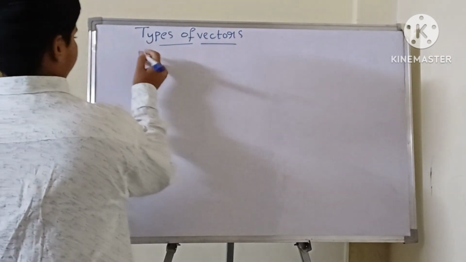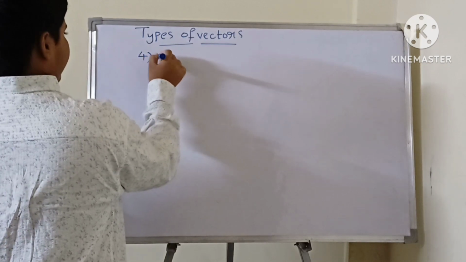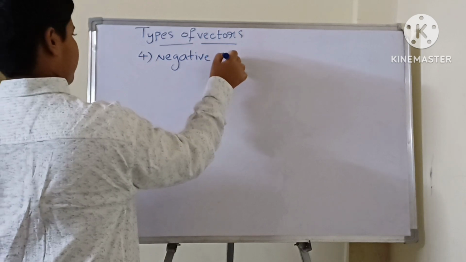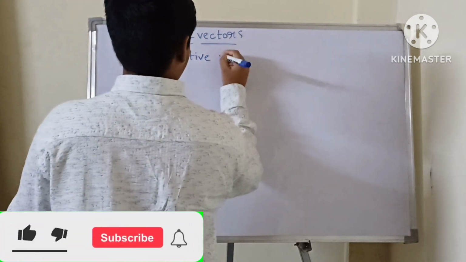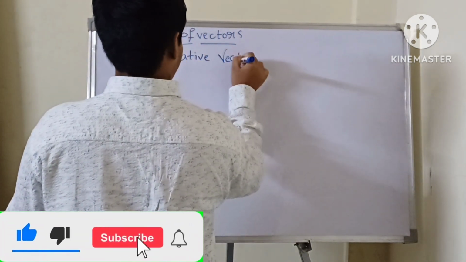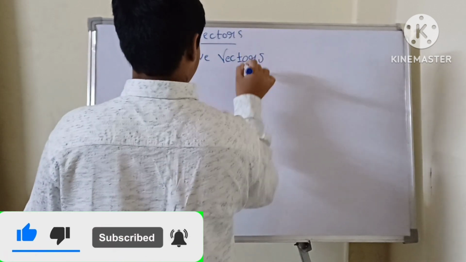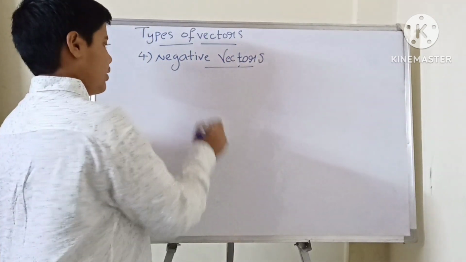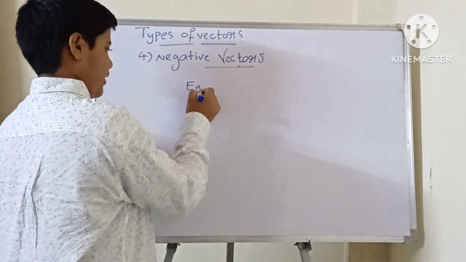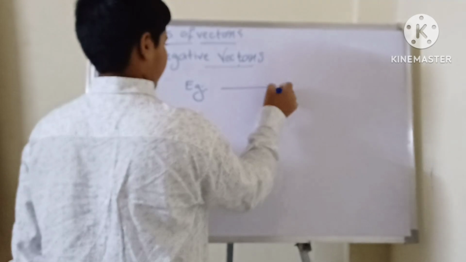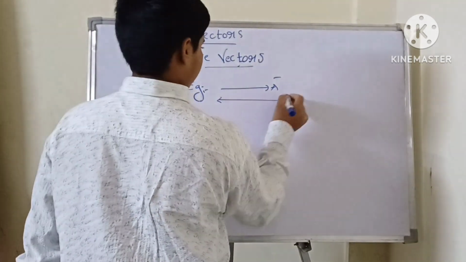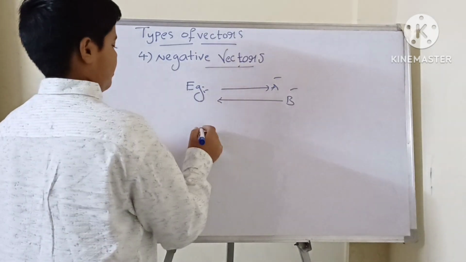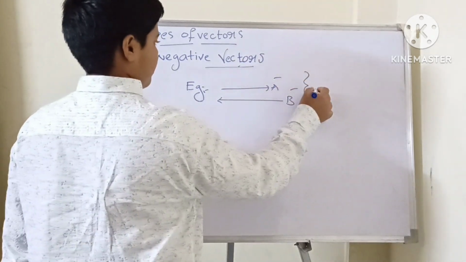And the next one, the fourth one, negative vectors. Negative vectors means, we already learned anti-parallel vectors like this. This is A bar and this is B bar. Okay. In negative vectors, here these are anti-parallel vectors.